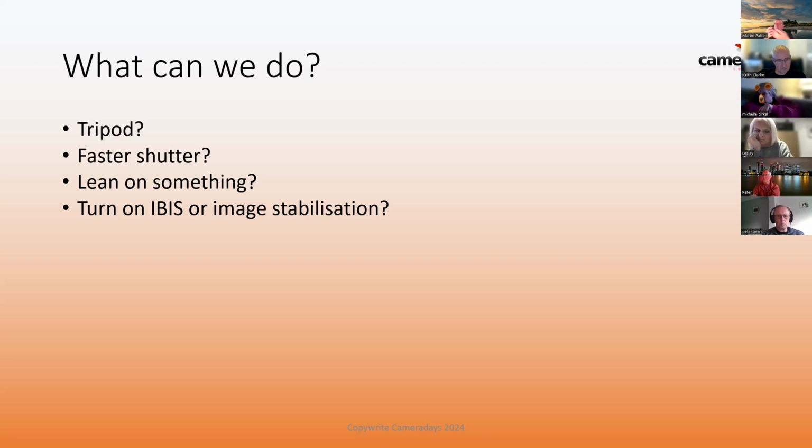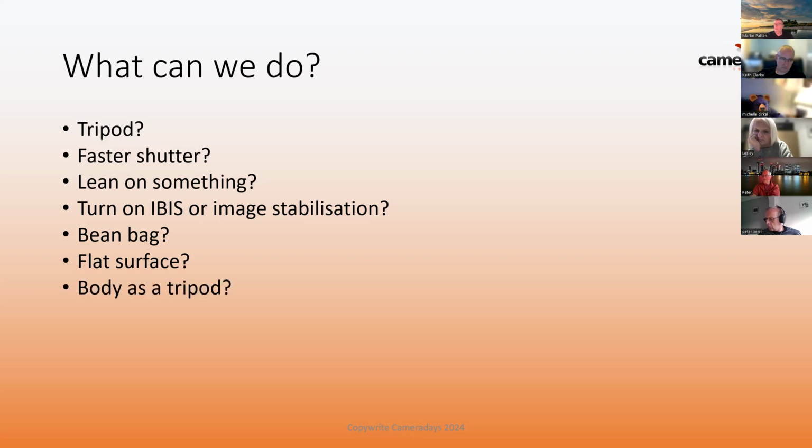Now, of course, that might help with your movement, but if it's a hummingbird flitting about, it's not going to make any difference, is it? Beanbag in a hide, put it on a soft beanbag, maybe, or just put it on a wall, use a 2-second shutter, and take your hand away so you're not moving it as you press the shutter. Body as a tripod. Everybody know that one? Use your elbows into your ribs, hold it steady.